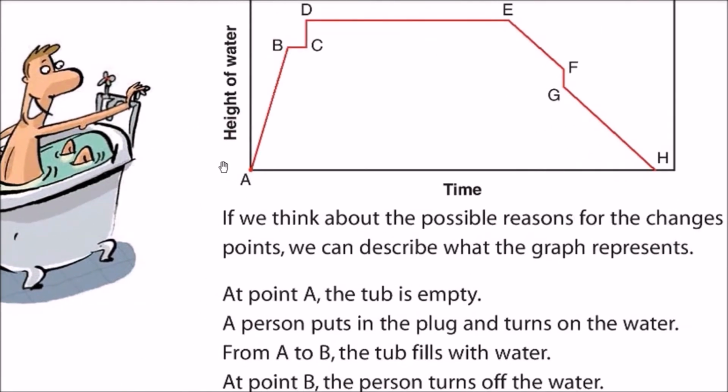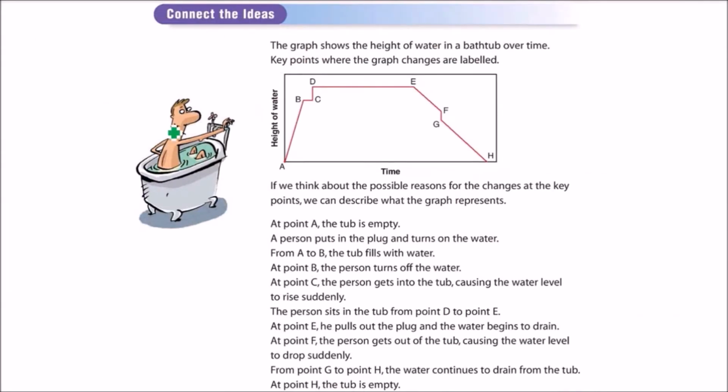at point A, the bathtub is empty. Let me show you here. At this point A, the bath is empty. A person puts in the plug and turns on the water now. From A to B, the water is filling up in the tub.